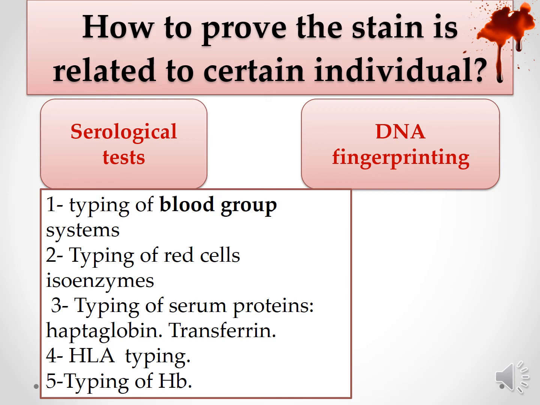How to prove the stain is related to a certain individual? Either DNA fingerprinting or serological tests. Serological tests are typing of blood group systems, typing of red cell isoenzymes, typing of serum proteins as haptoglobin and transferrin, haplotyping, HLA typing, and finally typing of hemoglobin.